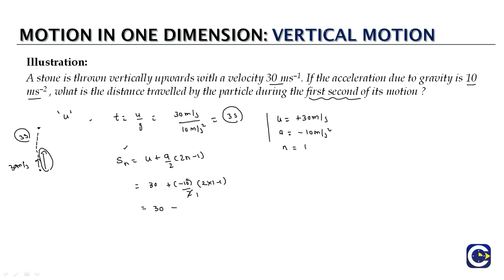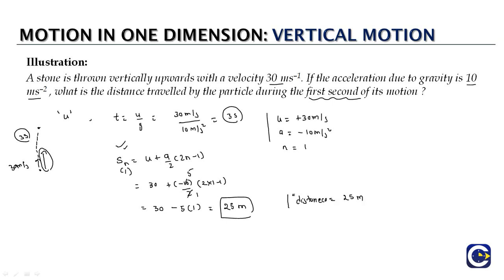minus 2 1s are 2, 5 2s are minus 5. Inside the bracket we have 2 into 1 is 2, 2 minus 1 is 1. So totally we have 25 meters. Now all the other variables are in the SI system, so the displacement in the nth second will be in meters. Now this nth second is basically here the first second. This is going to be the value of the distance covered. So the distance covered in the first second of the journey will be equal to 25 meters.